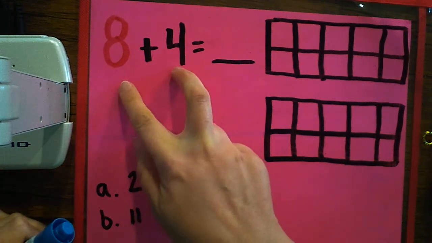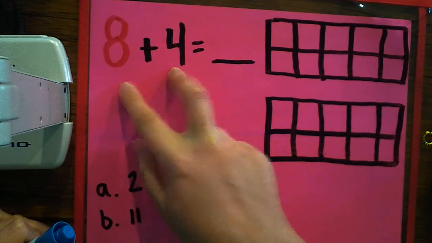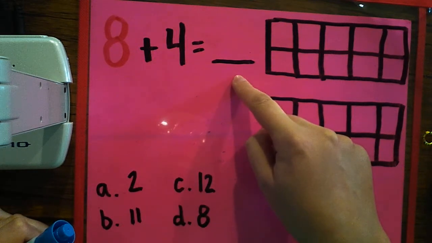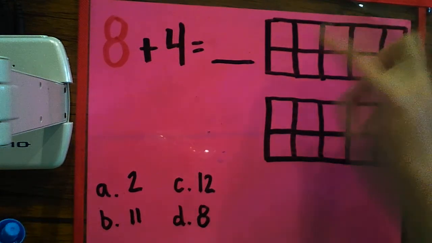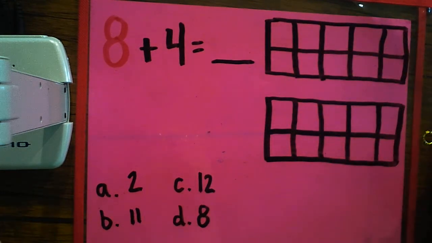If I have two addends that I want to add together and I'm looking for their sum or their total or the whole, I'm going to see if I can use my 10 frames here to make a 10 to make my adding more efficient. Let me show you what I mean.